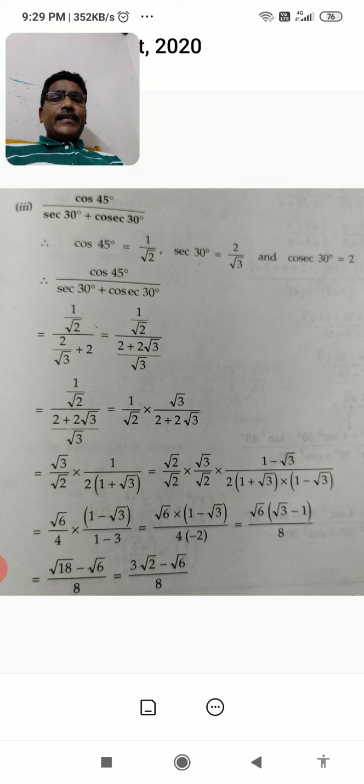Just multiply the numerator. What are you getting here? Root 2 into root 3 is root 6, upon root 2 into root 2 is 2, and 2 into 2 is 4. And what is remaining in the numerator? 1 minus root 3. In the denominator, it is in the form of a plus b into a minus b.